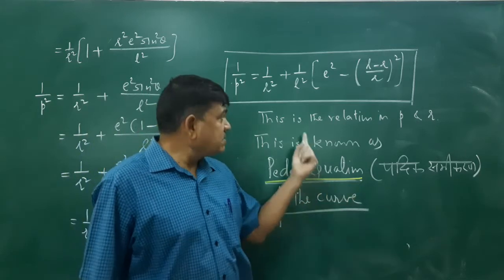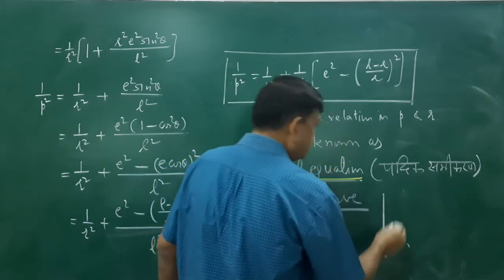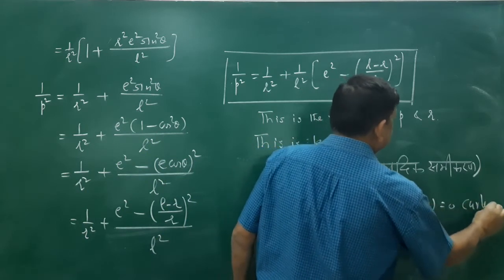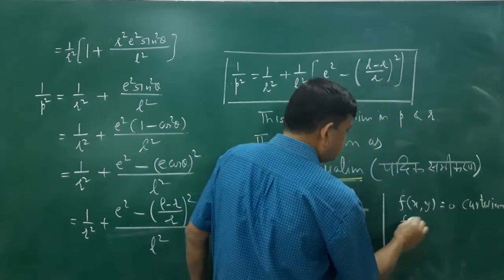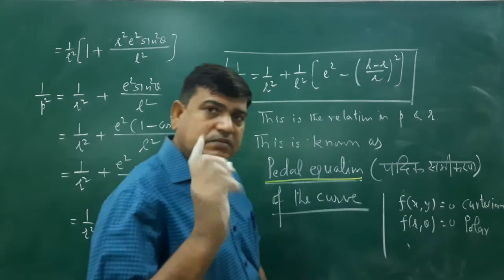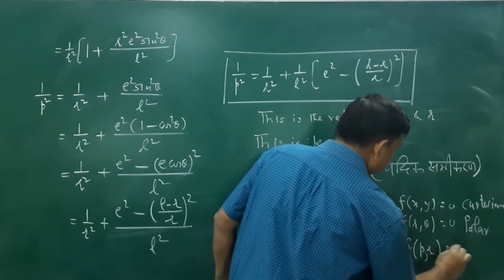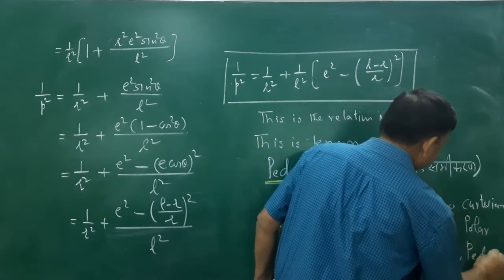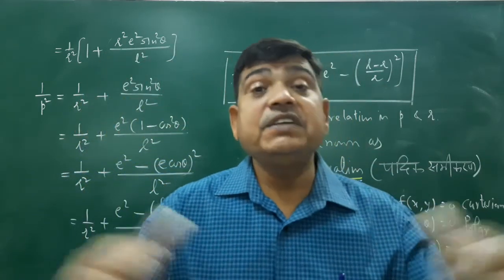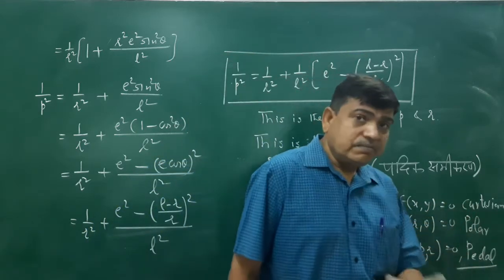So what is the pedal equation? This is the relationship in P and R. Now we recall the relationship in x and y, the Cartesian equation, the relationship in r and theta, polar, and the relationship in P and R, that is pedal. So we have the equation of the curve in three formats: Cartesian equation, polar equation, and pedal equation.